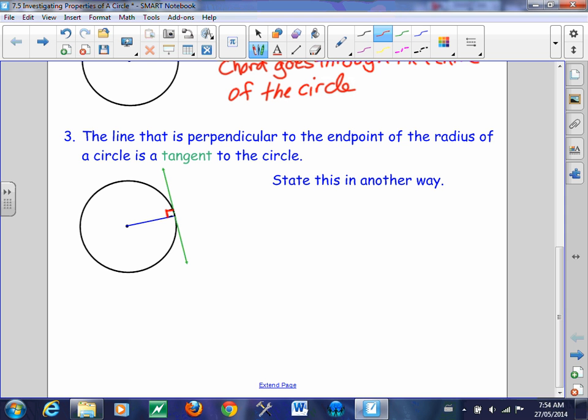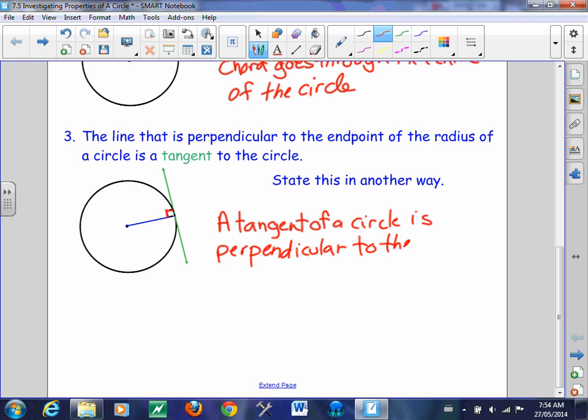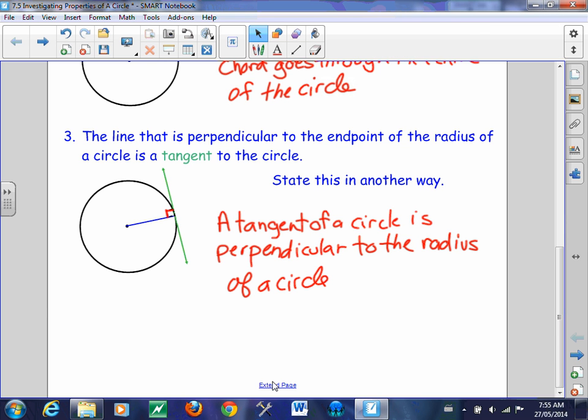Another way to state that, folks, is the tangent of a circle is perpendicular to the radius of a circle. Good. 3 down. Let's keep moving. I'll flip to the next page.